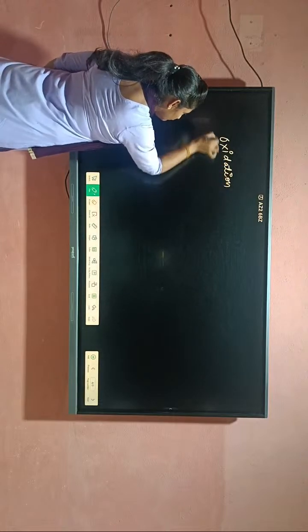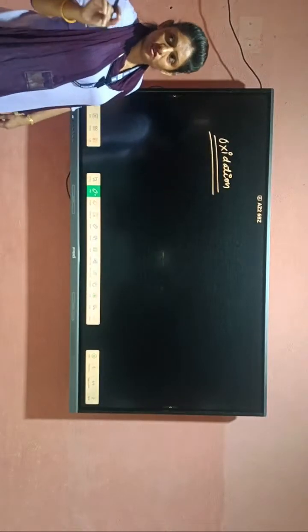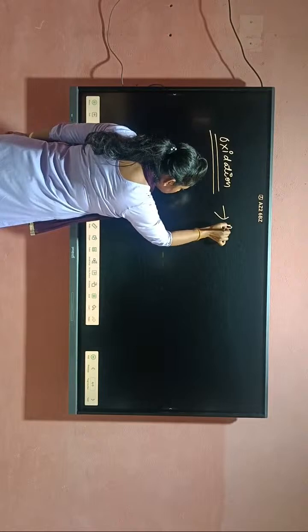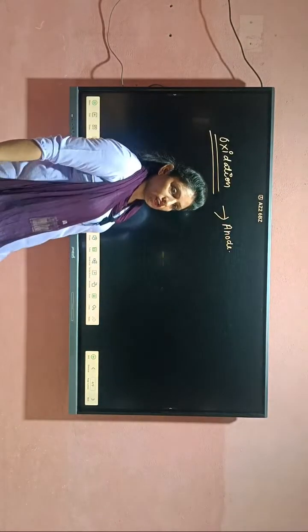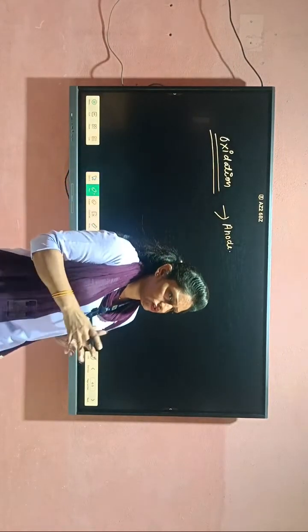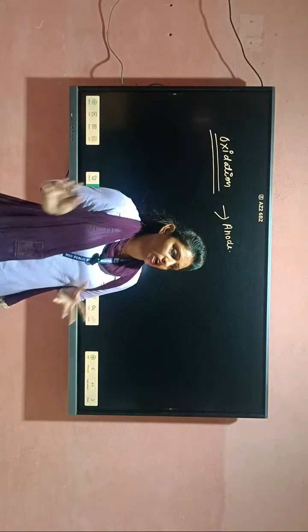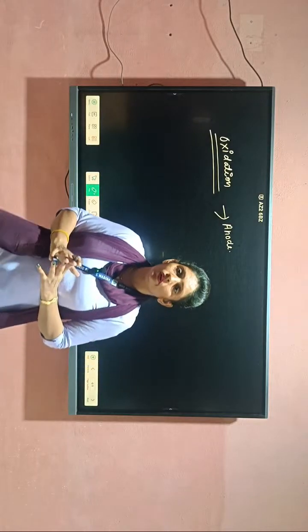Some basic thing I'm going to tell you. Always, students, oxidation will take place at the anode. Till now, you are understanding it in this way: the negatively charged electrode is the cathode, and the positively charged one is known as the anode. But it is not true at all times.